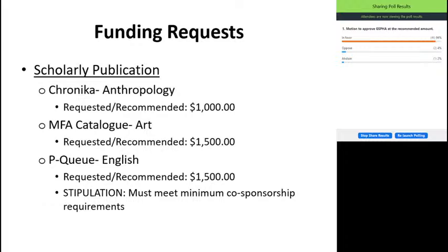All right, so for funding requests, we had, like I said, 2 scholarly publications, Chronica and PQ. There's also the MFA catalog here, Josh. Yes, I'm sorry. Yeah, there's 3 of them. So is there somebody from Chronica that could speak for a few minutes about what Chronica is to everybody? Yeah, I'm here. Hi, I'm Melanie Lacon.